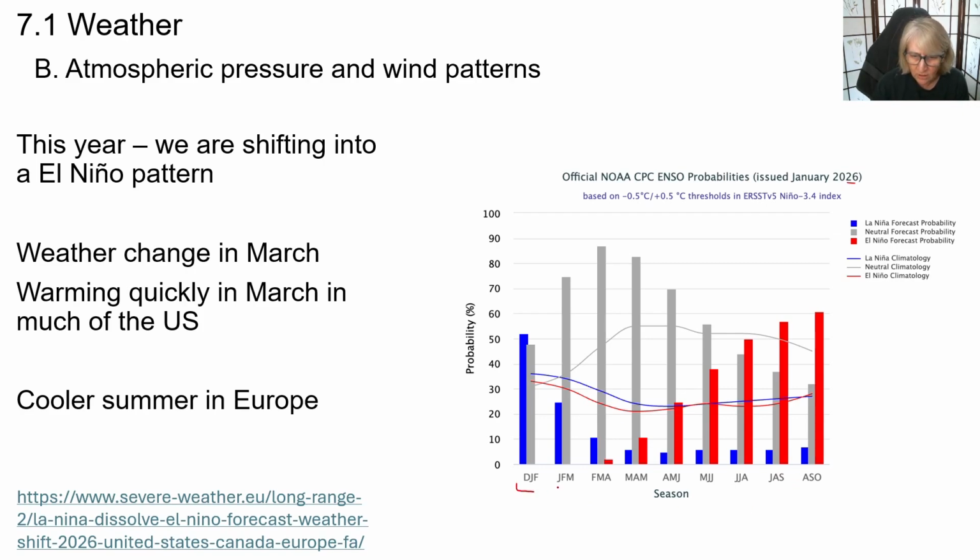What these are saying is this is December, January, February; January, February, March; February, March, April. So this is a seasonal breakdown of 3 months at a time, but overlapping, of the prediction of whether we're having La Nina or neutral or El Nino oscillations. And here is the clickable link for the detailed article.